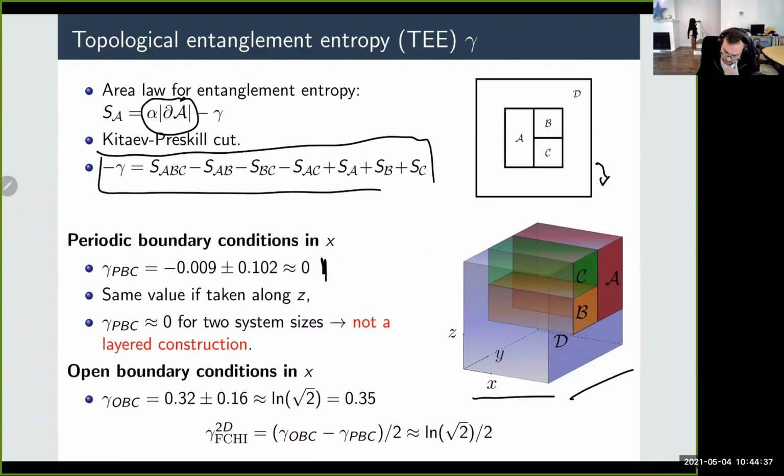And now imagine that in the x direction, this cut terminates on open surfaces. So we take OBC in the x direction. Then what we get is something which is compatible with log of square root of 2. But you have to be careful here, because if you want to compute the contribution for a single surface, this is the expression that you have here. You have to remove the contribution coming from the bulk, the gamma PBC, and divide by 2 because you have 2 surfaces. So overall, the gamma correction that you have per surface looks more like half of the log of square root of 2, which is half of what you expect for a Laughlin 1/2 state.